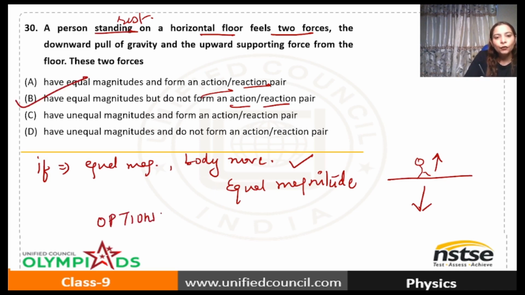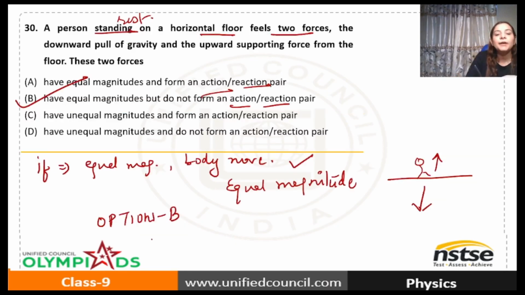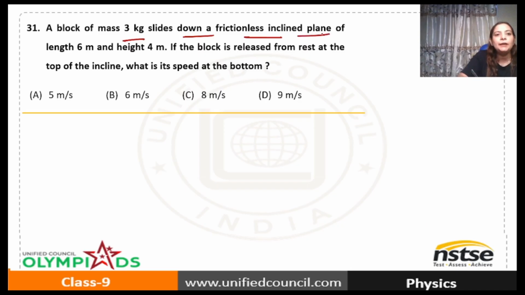That is, the forces are of equal magnitude but they do not form an action-reaction pair, because in that case the bodies have to be different, and here it is acting on the same body. Next, a block of mass 3 kg slides down a frictionless inclined plane.